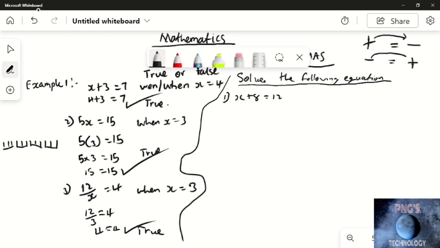So in this case, we want x to stand alone so that we have x equals to something. We're going to move this plus 8 to the other side, so it becomes minus 8. So we have x equals 12 minus 8. So x equals, from 8 to 12 is 4. So x equals 4. And that's the answer. So number 2.